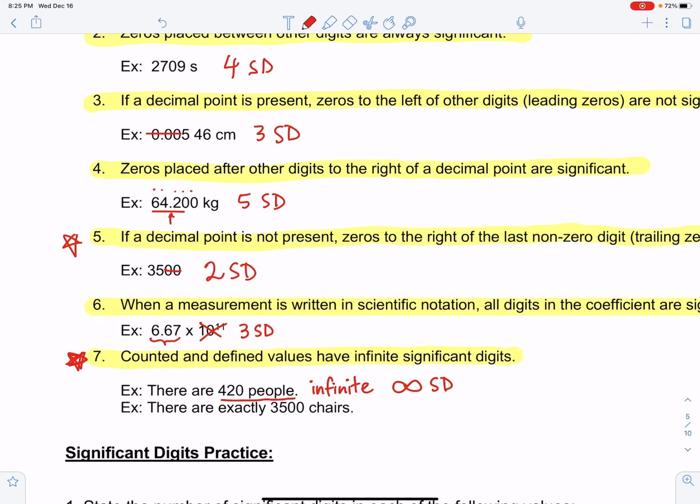Same with the statement, there are exactly 3,500 chairs. If you know this is an exact number, then we know that there is no error, so there's an infinite number of significant digits. So, in this case, 3,500 has an infinite number of significant digits. But if we looked up here, this number, because it was not an exact or counted or defined number, we can't count those last 2 trailing zeros as significant digits. So keep that in mind.